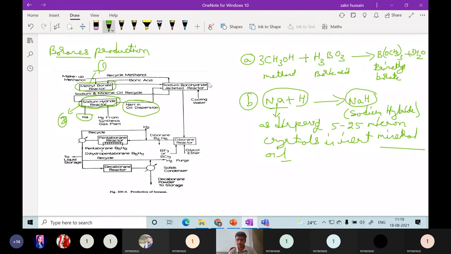Then this NaH plus the trimethyl borate formed in reactor 1 will be sent to the third reactor, which is the sodium borohydride jacketed reactor. Outside the jacket, cooling water will be circulated, because this is a highly exothermic reaction. In order to cool this reactor, there will be a cooling water supply in the jacket.